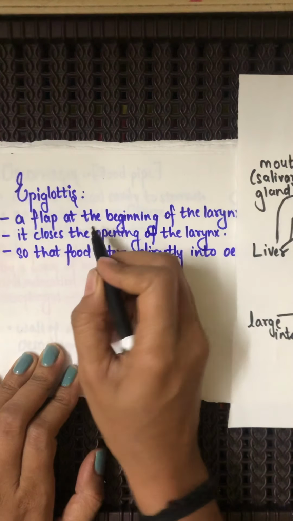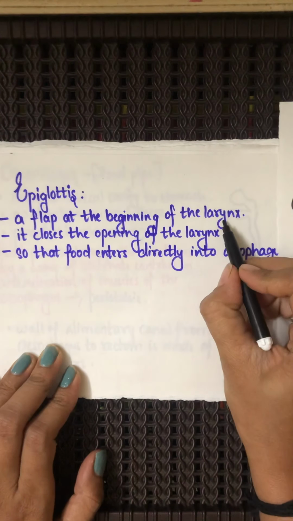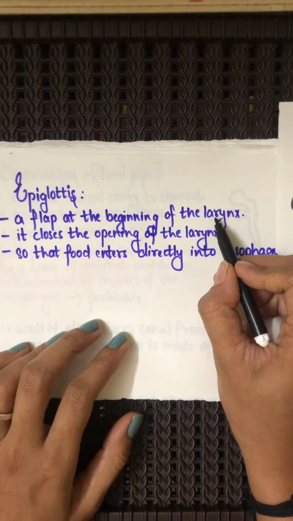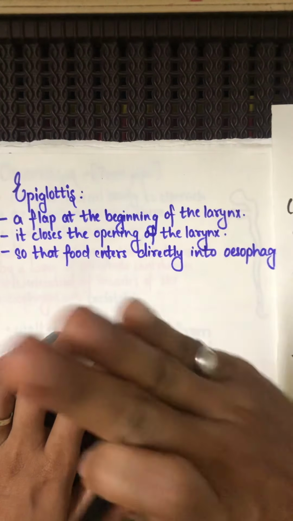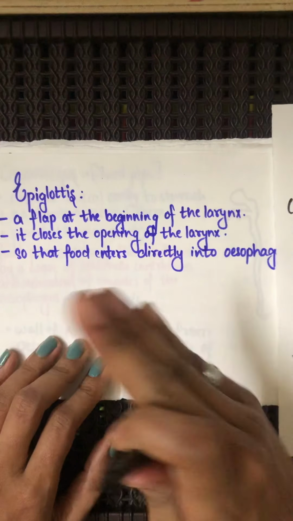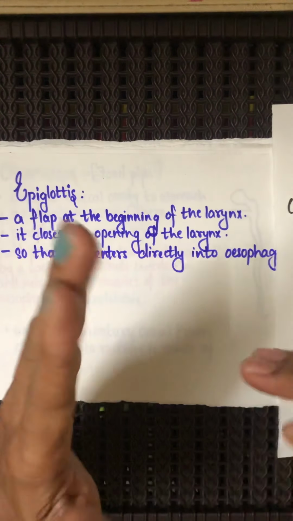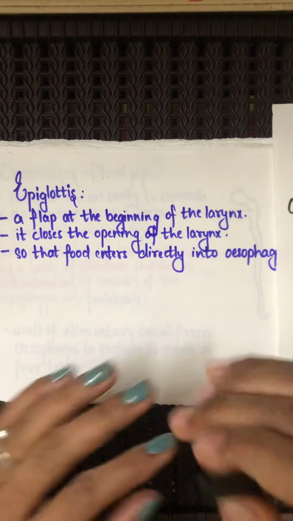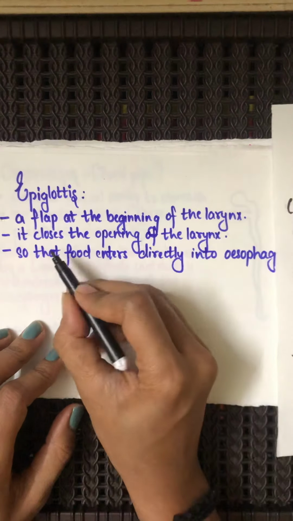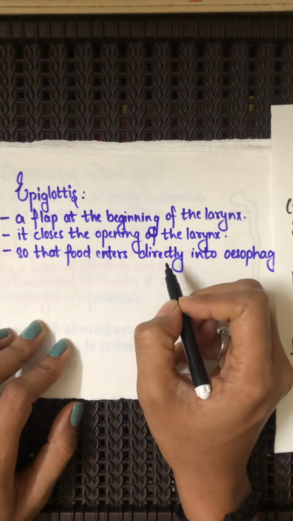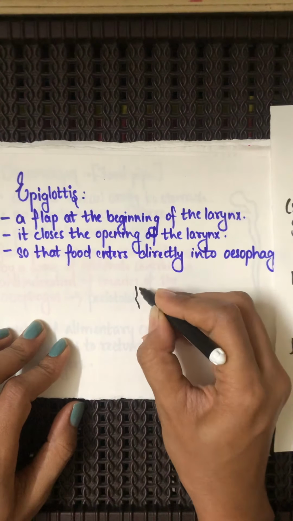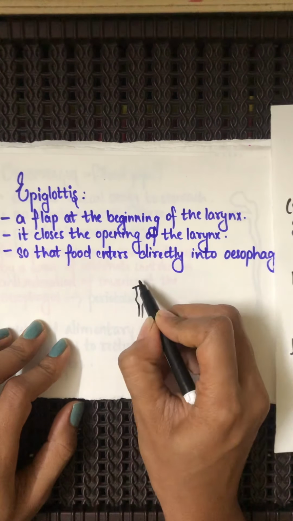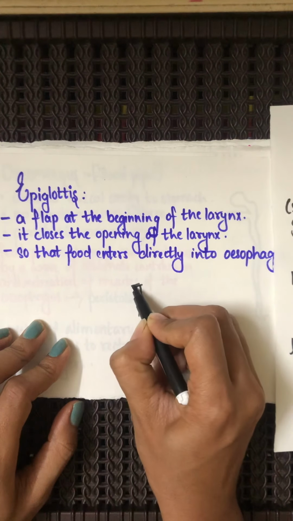What is basically the epiglottis? It is a flap at the beginning of the larynx. Larynx is nothing but our voice box. So it is a flap-like structure which opens and closes, and it is present on the larynx, on our voice box. It closes the opening of the larynx. It is present exactly above the larynx here. This is, suppose, the epiglottis.